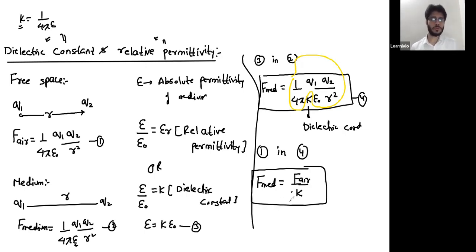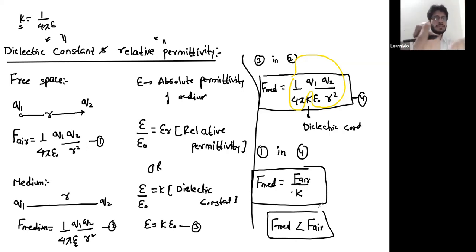So you can simply write that the force between two charges in a medium is less than the force in air. Whenever you place two charges in a medium other than free space, the force will decrease. We discussed that at the start of the lecture: if you place two charges in air, the force is F. If you place the same charges in water, the force will decrease. The force in a medium is always less than the force in air.